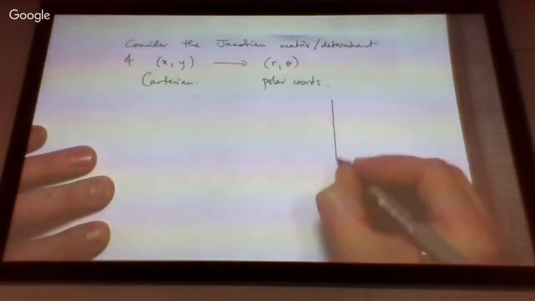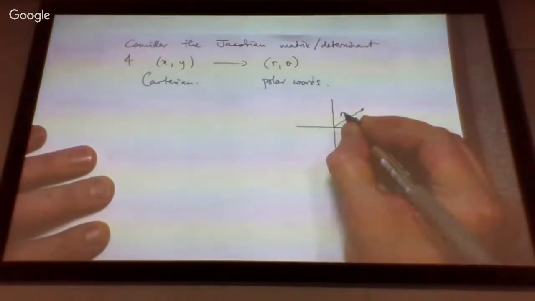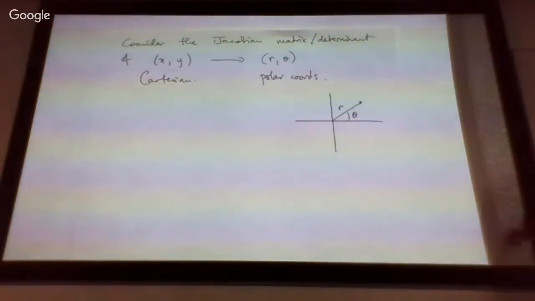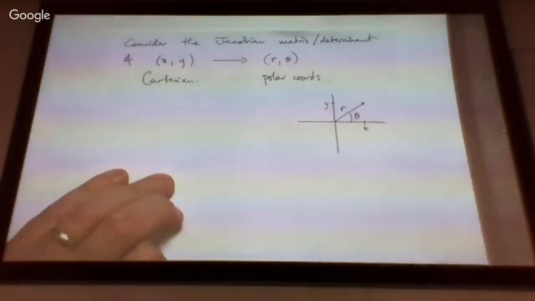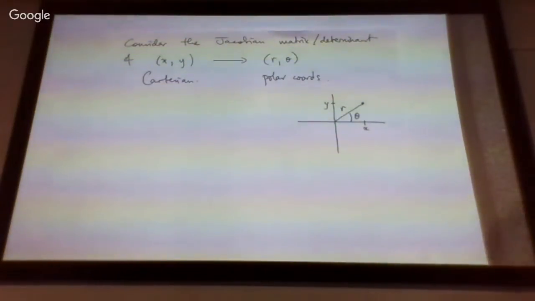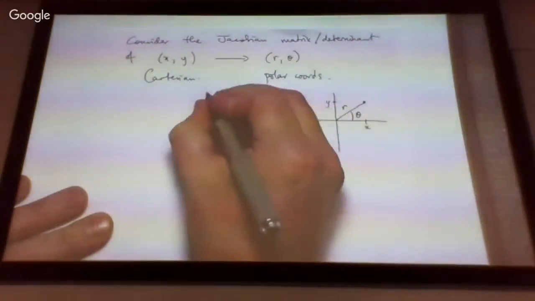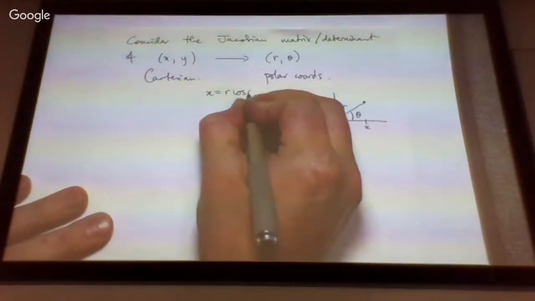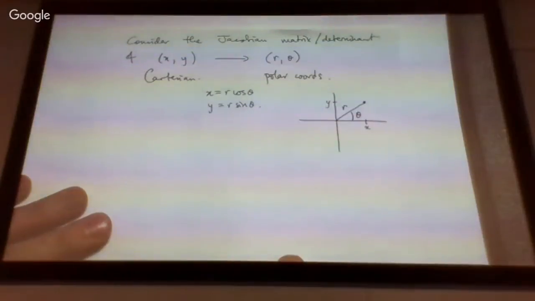Remember, polar coordinates are the way we locate a point in the plane by specifying its polar angle, theta, and its radial distance from the origin. We can easily locate the x coordinate and the y coordinate in that picture too. The relationship between them can be read off from the right-angled triangle, where theta is the angle and r is the hypotenuse: x is r cosine theta, y is r sine theta. So that's the setup.